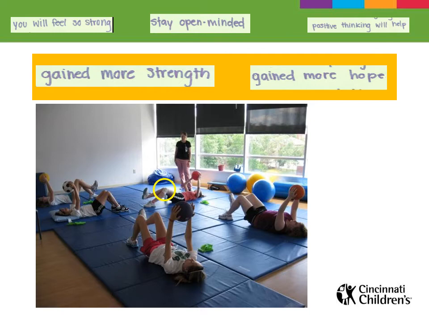Some of the comments of this, of course, are "you will feel so strong." Patients gain more strength, gain more hope. All of those were feedback coming from that particular program. So what we see is physical therapy is a very helpful therapy for our patients, but we have to have the right kind of perspective in how it is achieved.